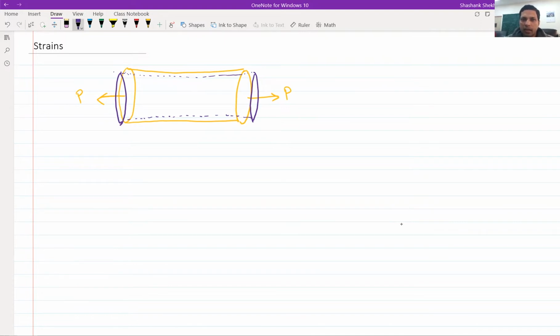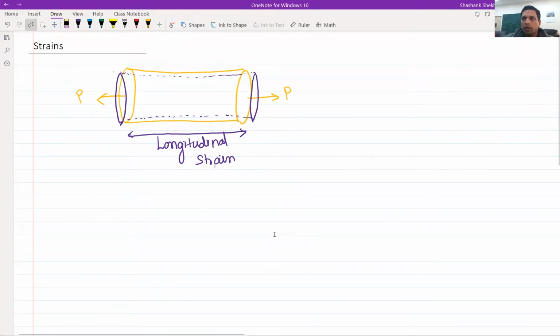Therefore, we see that the length has increased. Now, this longitudinal increase in length is measured per unit length, and it is called longitudinal strain. We will come back to the formal definition in a moment. For now, let me just draw it here. So this is the longitudinal strain, but at the same time, you would see that there is also a strain in the other direction, and that is called the lateral strain. Here you can see there is a decrease in length. You see that this new cylinder is lower in diameter compared to the outer diameter. And therefore, this is called lateral strain.